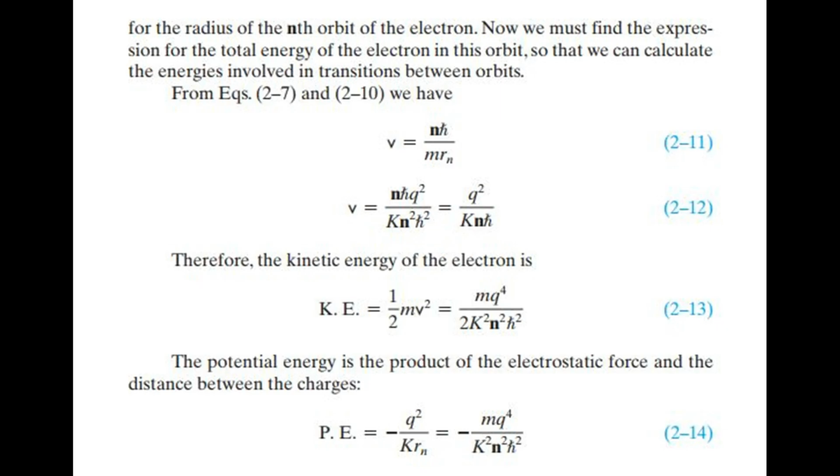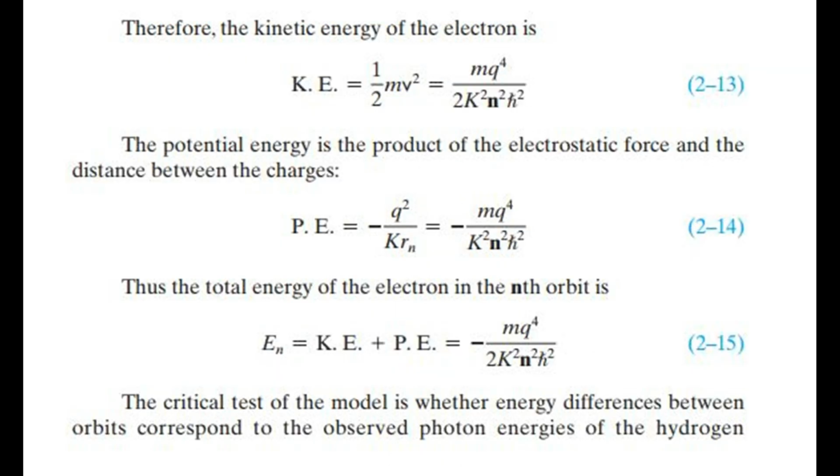Now we must find the expression for the total energy of the electron in this orbit, so that we can calculate the energies involved in transitions between orbits. From eqs 2.7 and 2.10, we have the kinetic energy of the electron. The potential energy is the product of the electrostatic force and the distance between the charges. Thus the total energy of the electron in the nth orbit is.